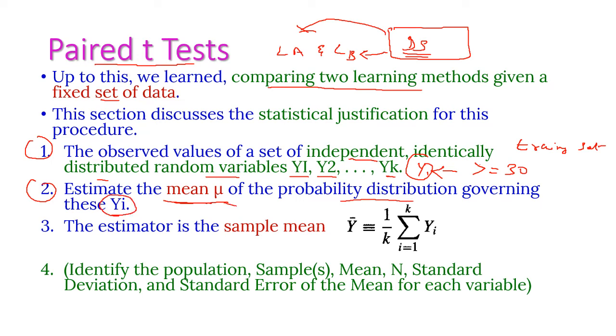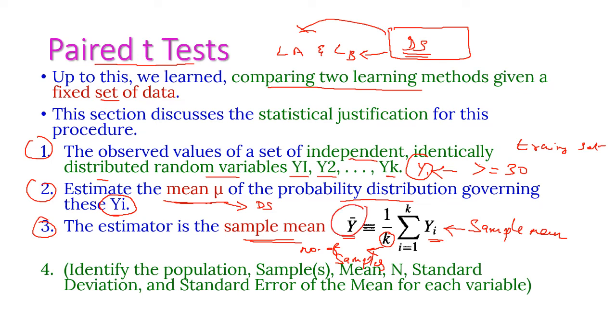That is, this mu means the entire population's mean, that is the entire data set mean. And the third one is, the estimator is the sample mean, that is y bar. y bar is equal to 1 by k, where k is the number of samples, summation of i equal to 1 to k of yi. Yi means sample mean. So we need to take the mean of all sample means, and that is called the estimator, the sample mean y bar.